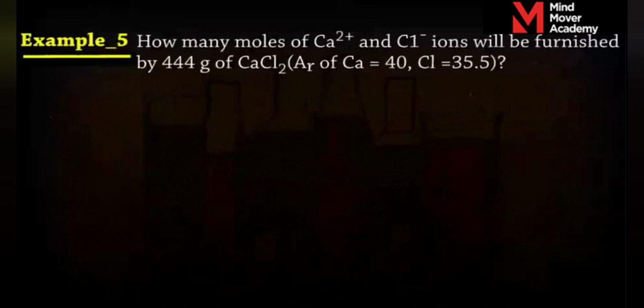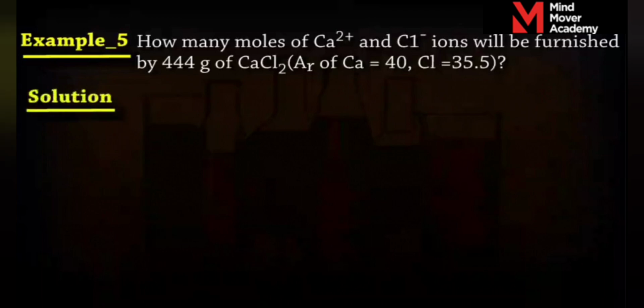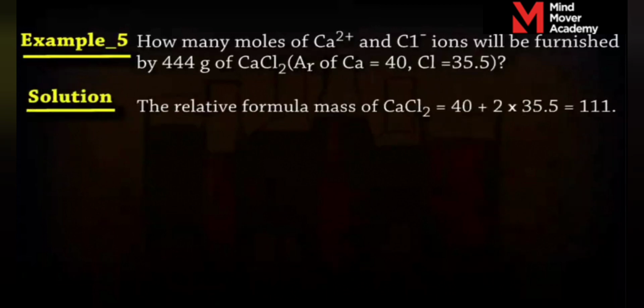Let us take an example. How many moles of Ca2+ and Cl- ions will be furnished by 444 grams of CaCl2? Atomic mass of calcium is 40 and that of chlorine is 35.5. Let's solve this. The relative formula mass for CaCl2 is 40 plus 2 into 35.5, which is equal to 111.